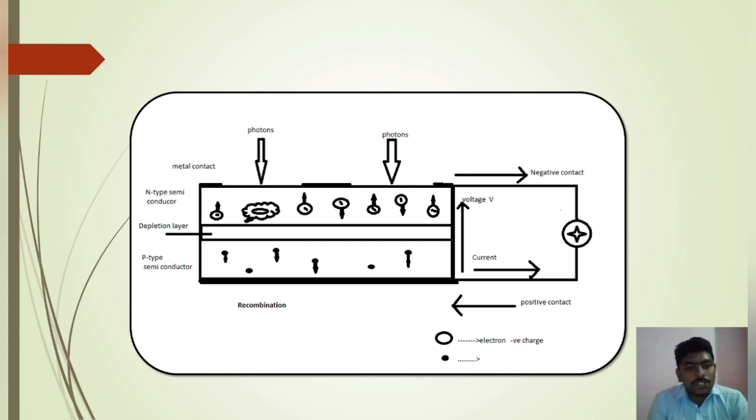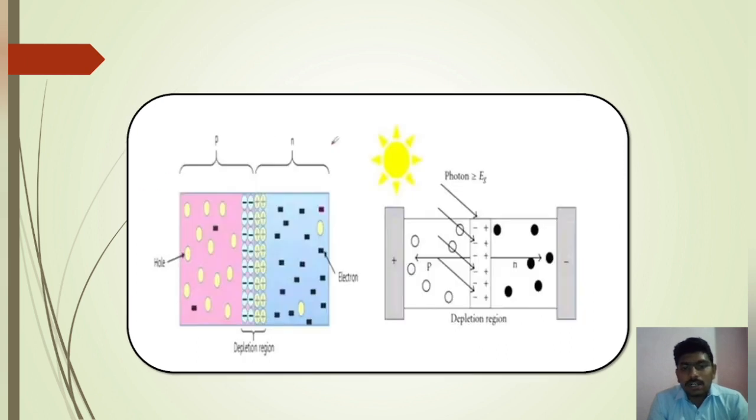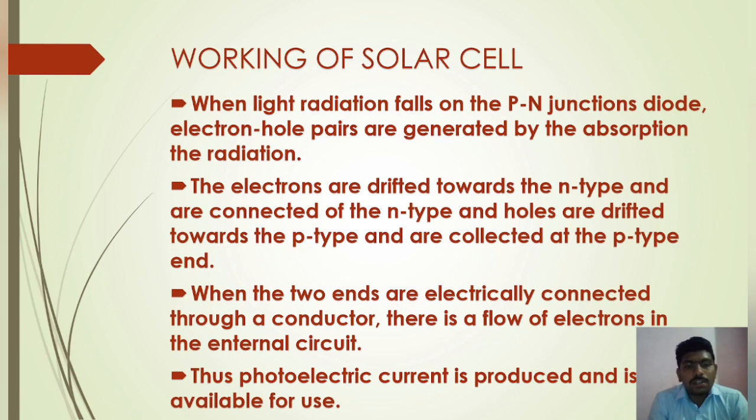The p-type semiconductor sits on top of the n-type semiconductor, and between them we have the depletion region. Photons are striking the metal surface. Here we can also take the external circuit. This is the electron-hole pair generation, and between the electron-hole pair junction a depletion layer is formed. This is the working of the solar cell.